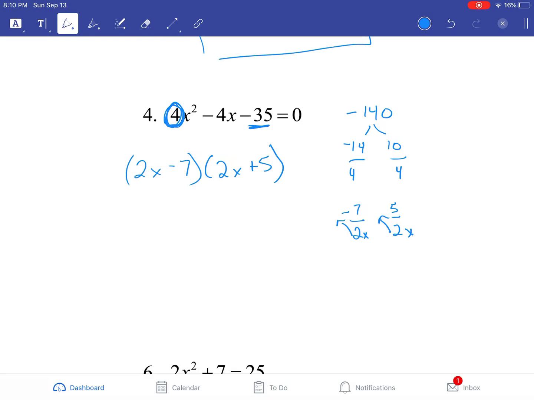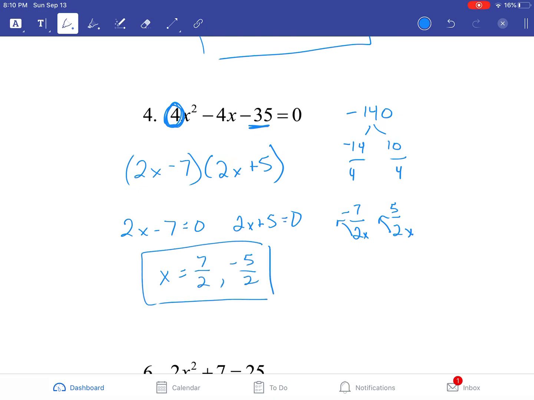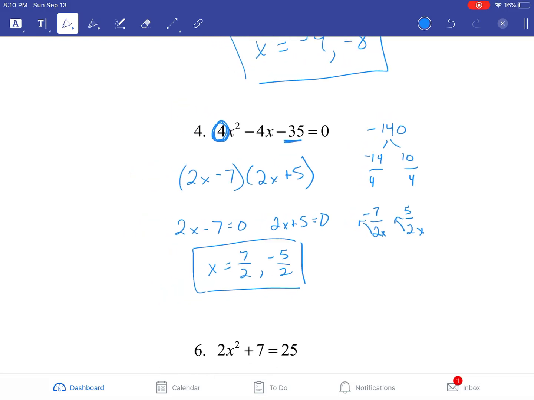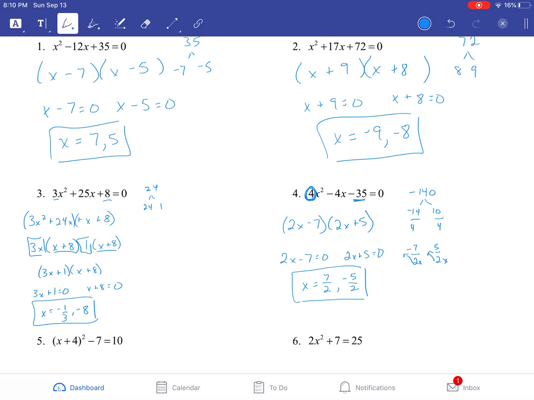We don't want to multiply it out. We actually want to solve it. So we're going to take each one of these factors again, set them equal to 0, and solve for x. So x will equal 7 over 2 and negative 5 over 2. Okay? All right, so now we've done two types of factoring. We've done the basic factoring, we've done the factor by grouping, we've even done the bottoms-up method.